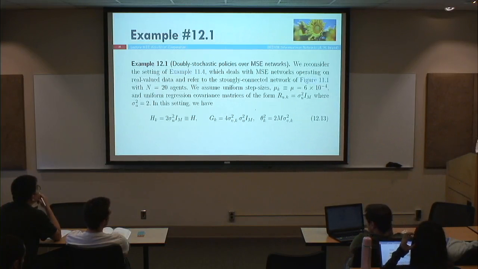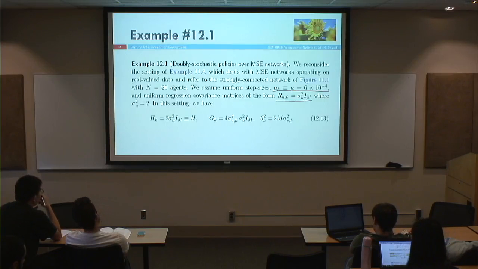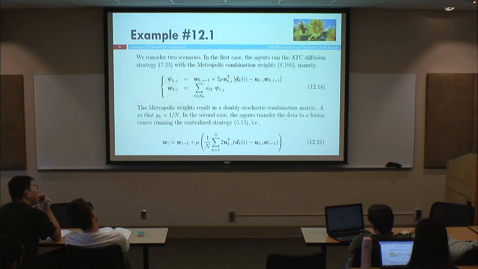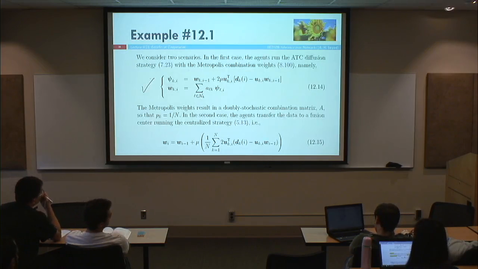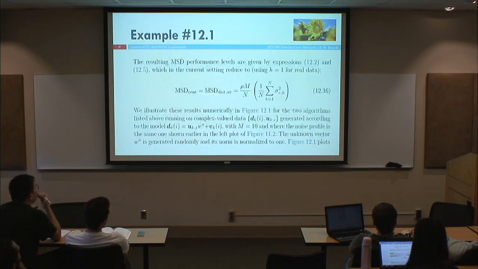I have an example now. This is what I'm doing here. Okay, I'm running an example. This is the step size. Okay, real data, 20 agents. I'm running diffusion, adapt, then combine, and I'm comparing with the centralized. I'm just running a simulation to illustrate these ideas, right?